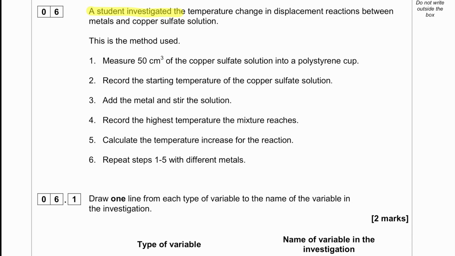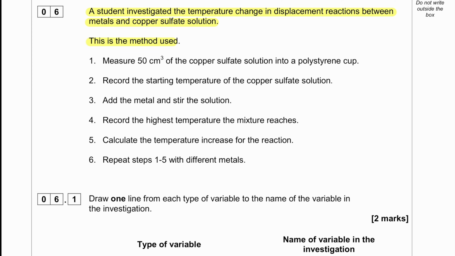A student investigated the temperature change in displacement reaction between metals and copper sulfate solution. So different metals are being used. Those metals are going to displace the copper from its solution. So once they displace the metal from its solution, basically heat will be generated. All right.